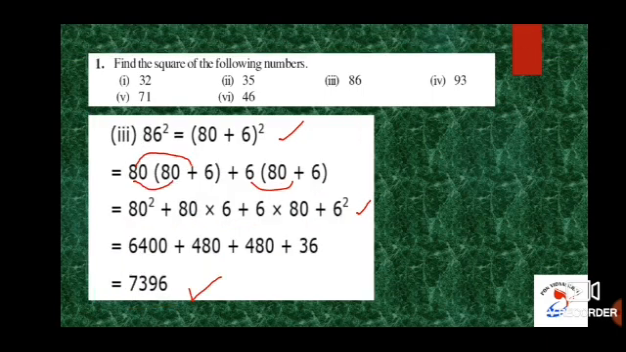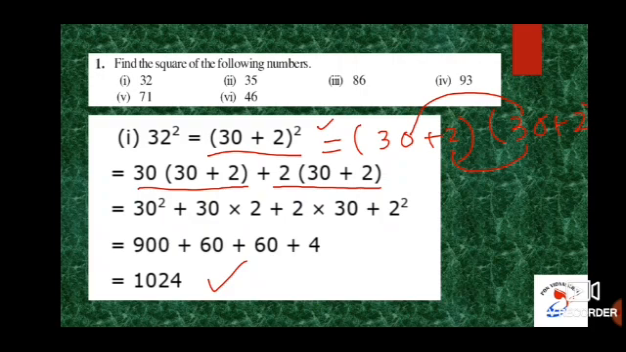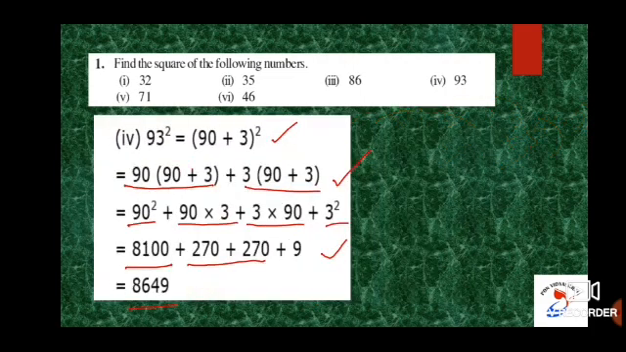8649. Children, we are applying the same property for all the problems. That is, we are first splitting the number and then we are applying the distributive property. So to conclude, the value for 93 square is equal to 8649.